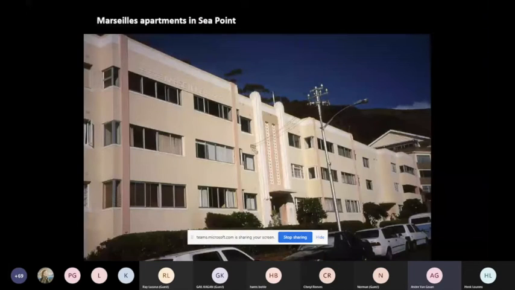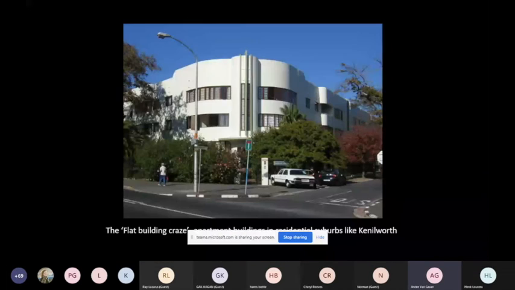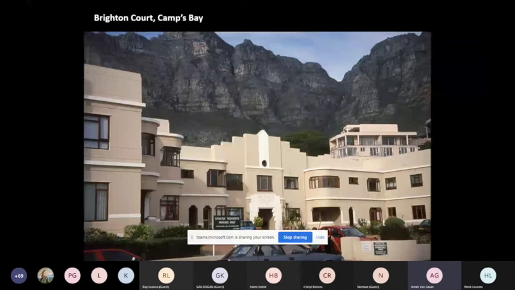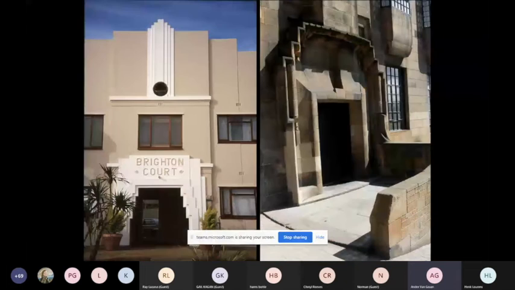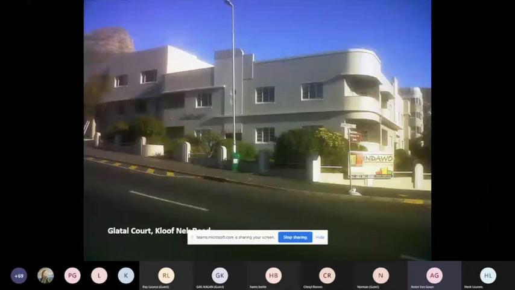Extensive development in Sea Point, and here's where we of course see change coming in. Kenilworth, even in places like Camps Bay, this was Brighton Court, stepped form here. And if you look at that entrance, you'll see that stepped entrance really reflecting, on the right-hand side, the Glasgow School of Art by Mackintosh. So there is this reference back to an earlier design vocabulary. This is Kloofneck Road, just giving you an idea of this broad range.